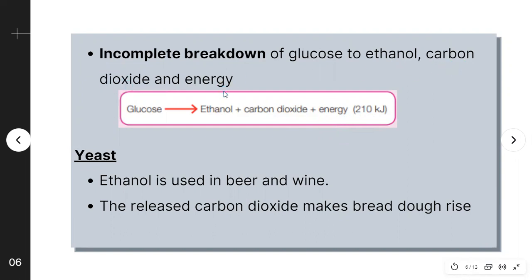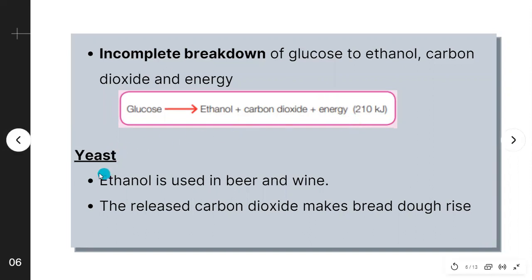Let's recall a little bit. Do you still remember for aerobic respiration, which we mentioned in the last video, what's the product? It is water, carbon dioxide, and also a high amount of energy. So in alcohol fermentation, it will be alcohol, carbon dioxide, and a small amount of energy. So where does alcohol fermentation occur?